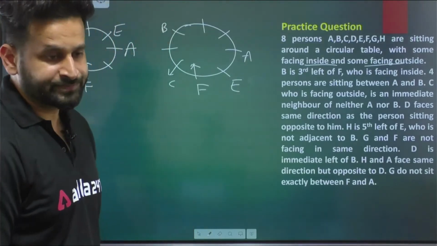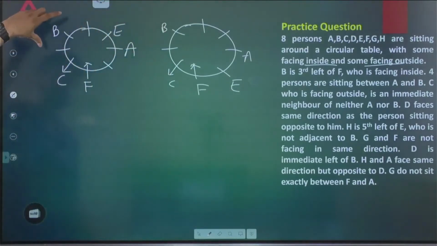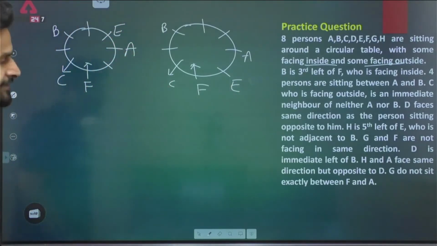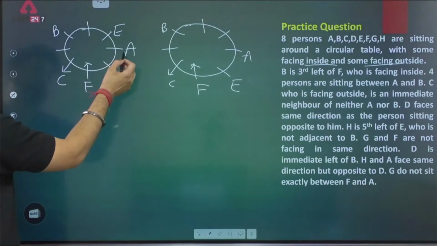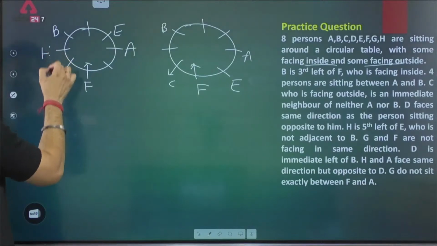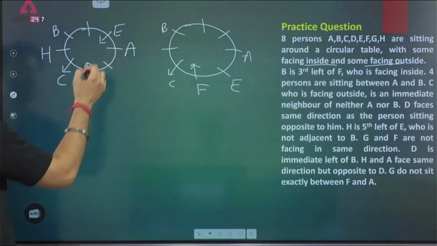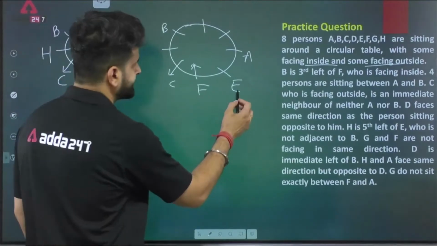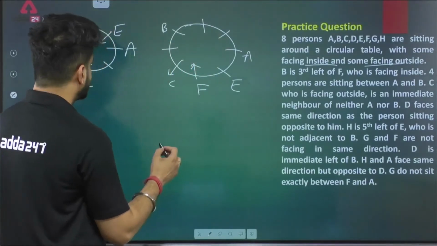Related to E, it was given H is fifth left of E, who is not adjacent to B. So E is not adjacent to B. So I had these two possibilities, E and A. Now I can place H. H is fifth left of E. So 1, 2, 3, 4, 5. H can come here. There is only one possibility for H. And H is fifth left of E, so E has to face inside. This is E. 1, 2, 3, 4, 5. Two possibilities are coming.